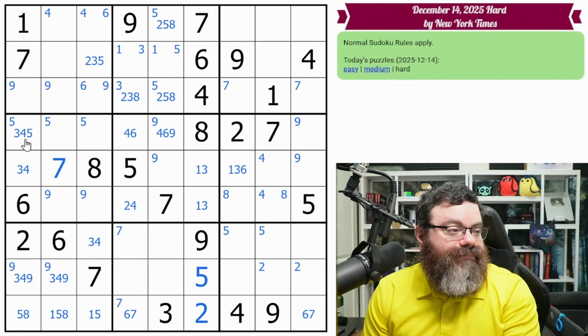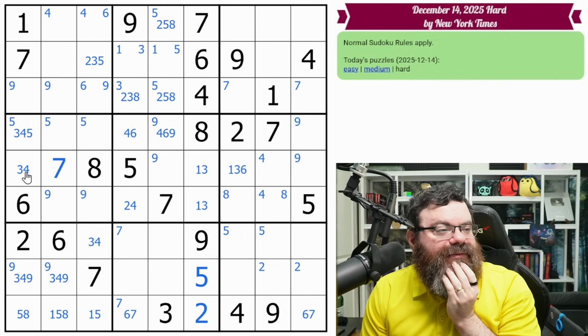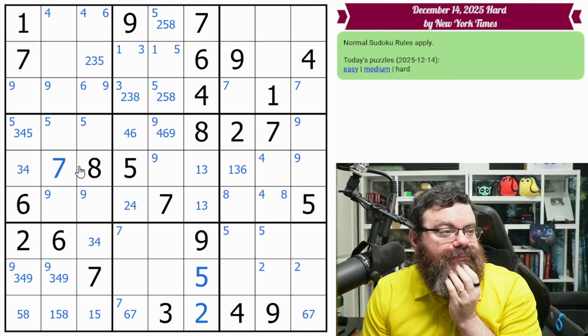Okay. 3, 4, 5, 8, 9. 3, 5, 8, 9. Okay. I don't think these do anything immediately, but I think they're good marks. Anything else? This row seems suspicious. I don't know why.